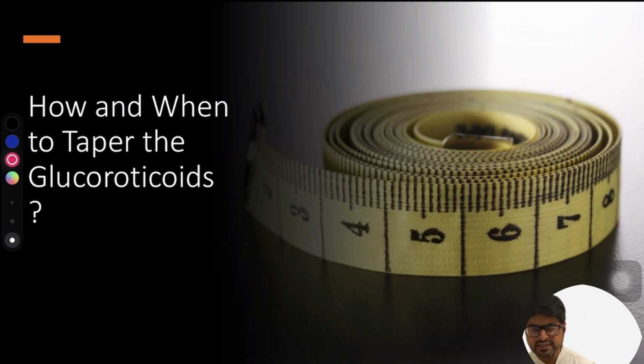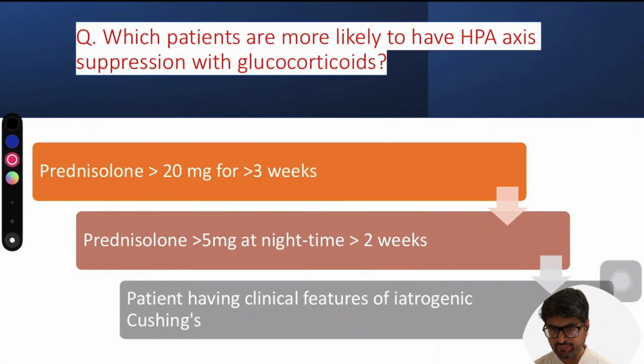Now, let's come to a very important area. We understood that glucocorticoids can lead to adrenal insufficiency, but now we need to know how and when to taper glucocorticoids, and what doses of glucocorticoids need tapering, what doses of glucocorticoids do not need tapering. So it's a very practical point that you have to understand. Now, this slide I think is something which I show many times, and this is very important.